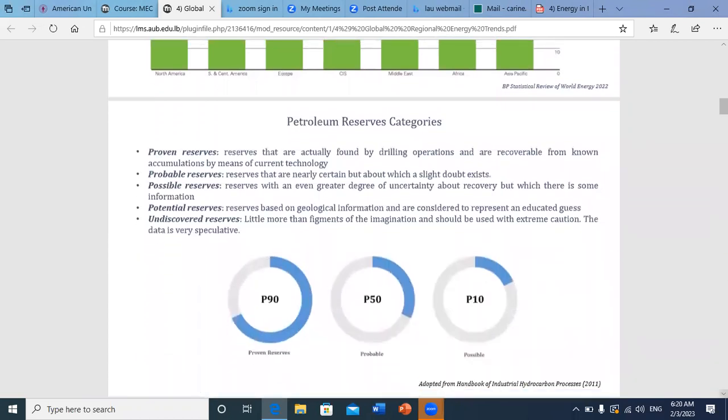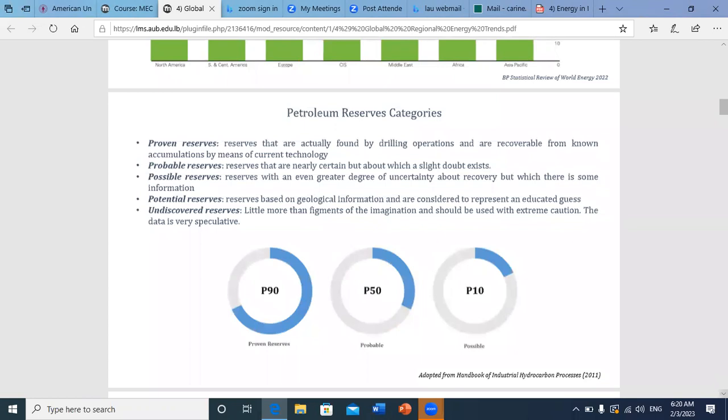So we already know that petroleum reserves are decreasing with time, but we are still trying to explore for new reserves, for reserves of petroleum, for reserves of gas, etc. And we can categorize these reserves into several categories. To start with, when we talk about proven reserves, these reserves are actually found by drilling operation and are recoverable from known accumulations by means of current technology.